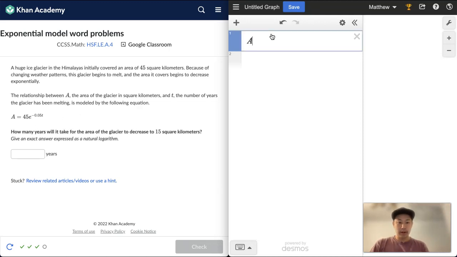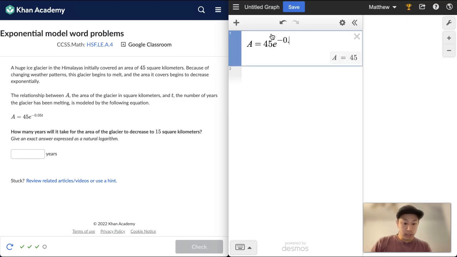Okay, so let's rewrite this. Area equals 45 times e to the power of negative 0.05t. Make sure you know it's 45 times e. There's an invisible multiplication symbol. 45e to the power of negative 0.05t.